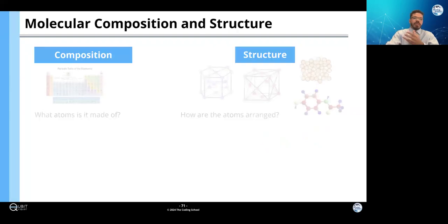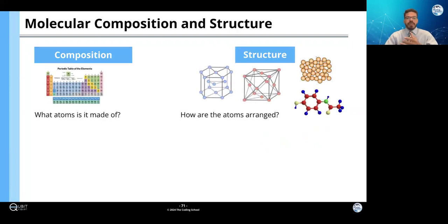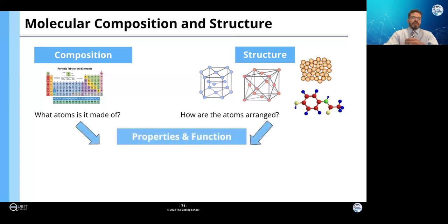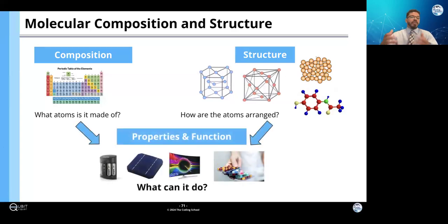So there's this interplay between composition and structure, right? What atoms is it made of and how are the atoms arranged? Those are the composition and structure. And both of those things are going to give rise to properties and functions, right? What can it do? So if I have lithium arranged in a particular structure, that's going to help me build a battery. Or maybe if I have some light emitting diodes, right, that I've arranged, that can make a TV.